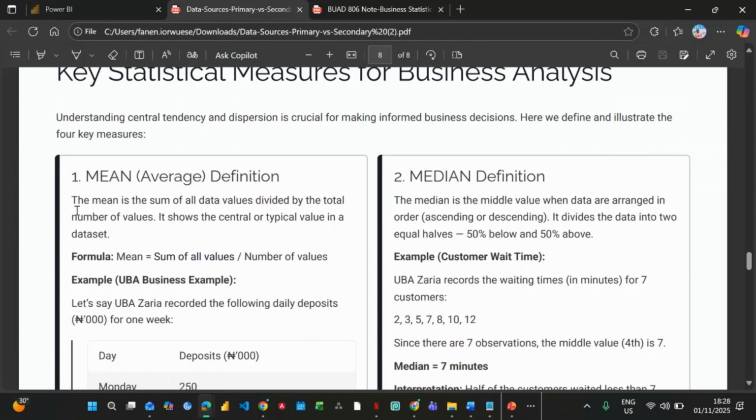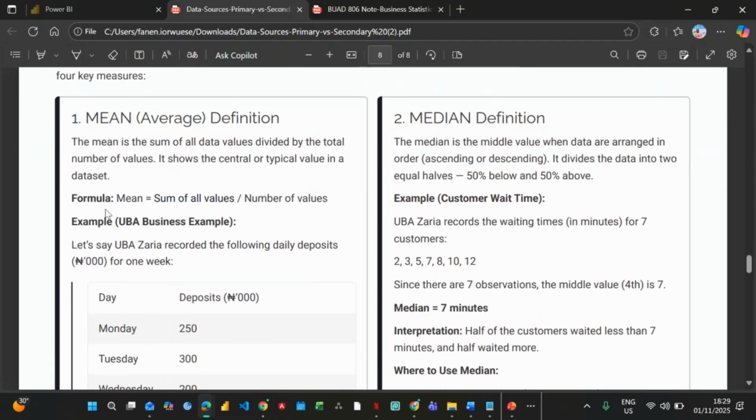So now what is the mean? The mean is the sum of all data values divided by the total number of values. It shows the central and typical value in the data set. So the mean is basically the sum of all numbers divided by the count.